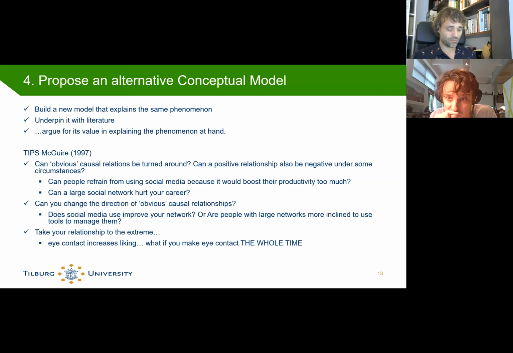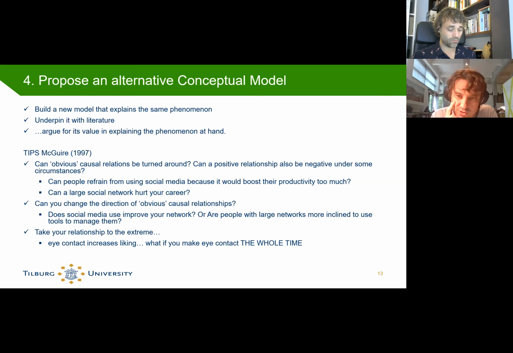So, for example, if you think that people use social media because it makes them productive, are there not also circumstances in which people refrain from using social media exactly because it would boost their productivity? Now that sounds a little bit counterintuitive, but people don't always want to be productive. They don't always want to stand out between their colleagues, for example, because it would set a norm, right? So sometimes there are norms in the group for lowering productivity.